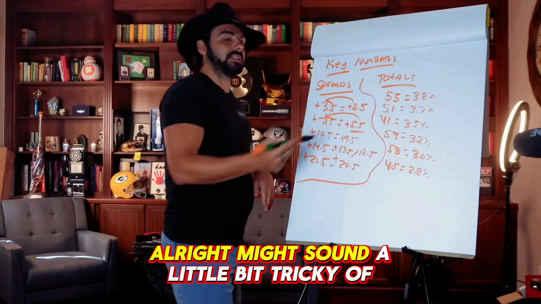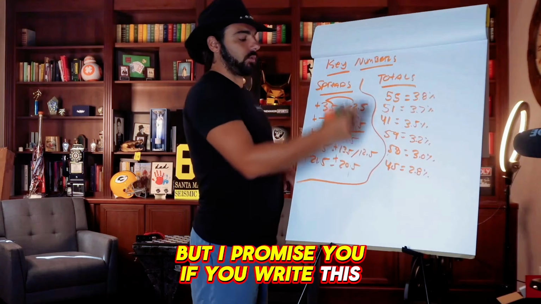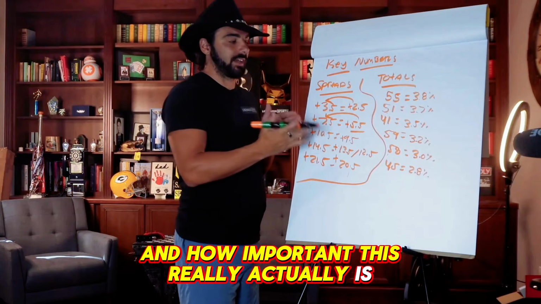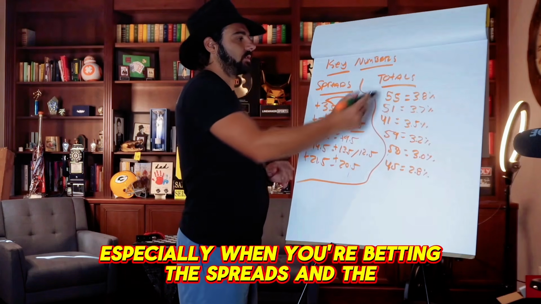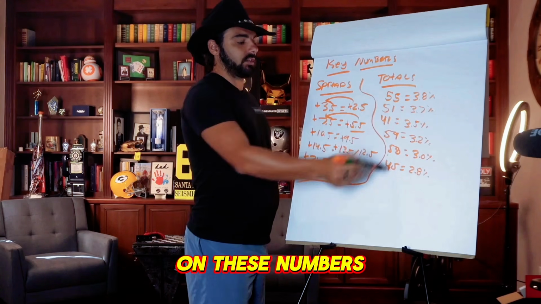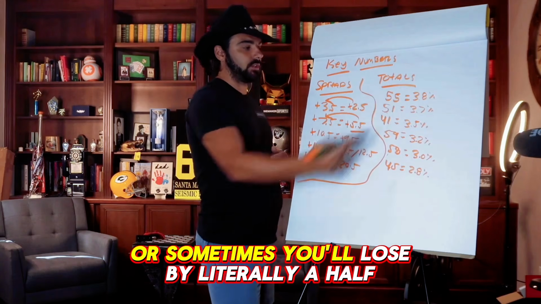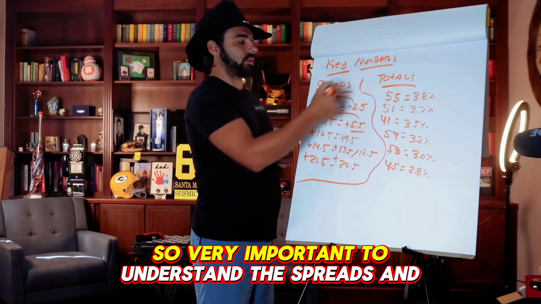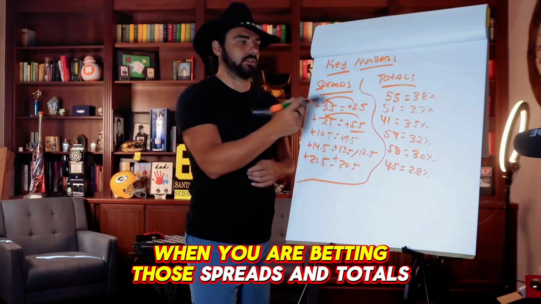All right? Might sound a little bit tricky of what I tell you there when it comes to key numbers, but I promise you, if you write this stuff down and you understand what it is that I'm telling you and how important this really actually is, it's going to save you thousands of dollars, especially when you're betting the spreads and the totals, because there's so many times where they fall exactly on these numbers, and next thing you know, you're either pushed or sometimes you'll lose by literally a half a point or whatnot. So very important to understand the spreads and totals and the key numbers aspect when you are betting those spreads and totals.